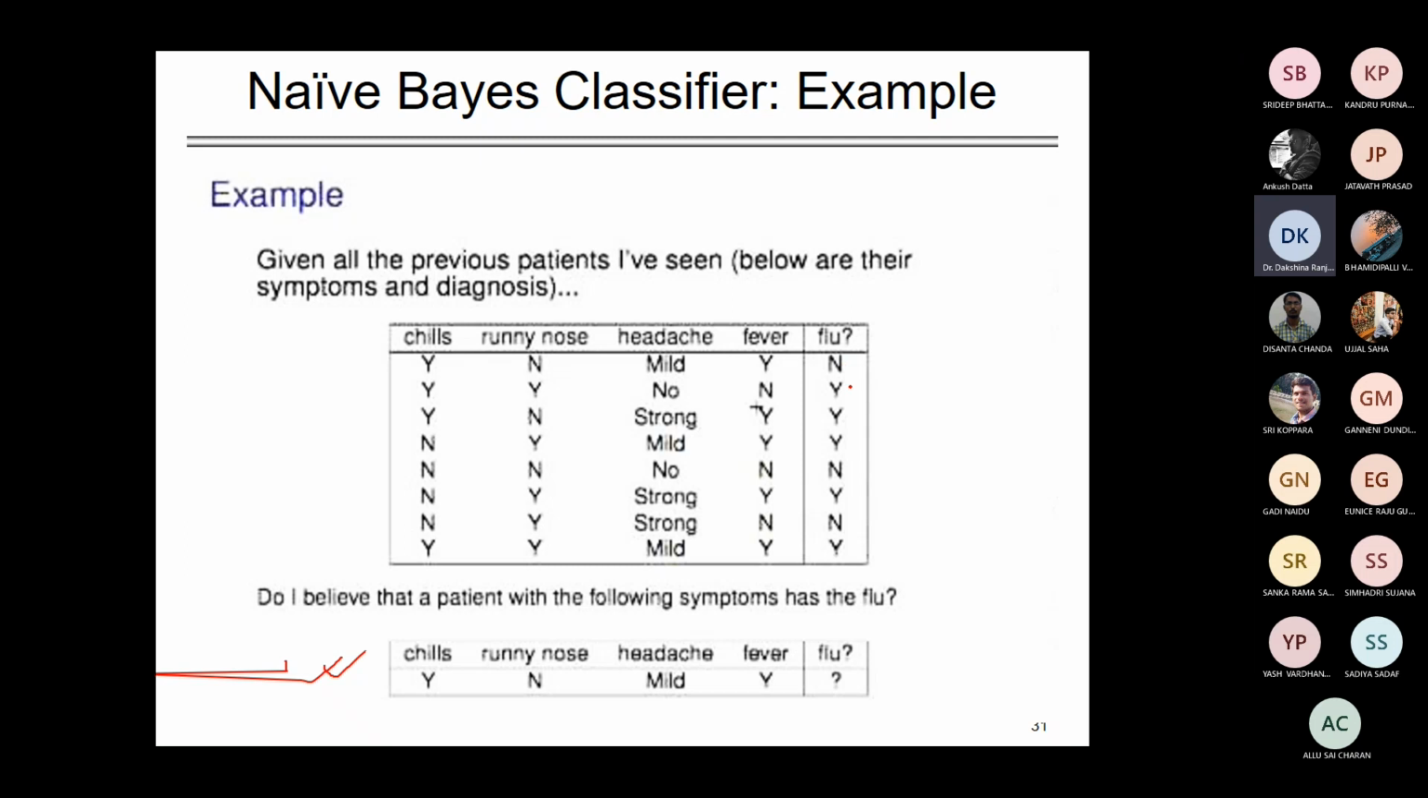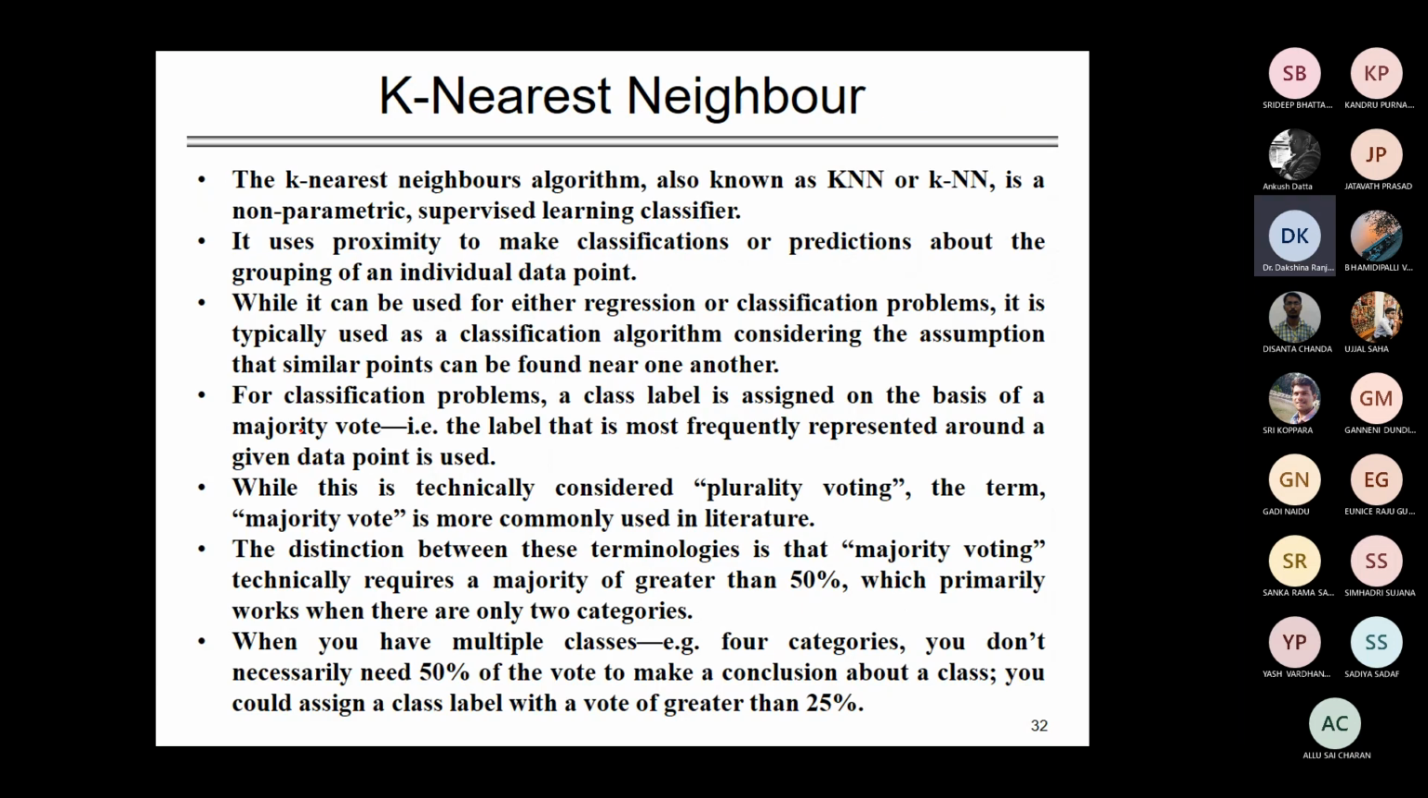So there are two classes, either yes or no. If flu is to be detected as a prospective class level, then we will say the person is having flu, and for that we will write yes. Otherwise, if the person is not having flu, then for that we will have the prospective class as no. Okay, let us move on to another classification algorithm, which is known as k nearest neighbor.